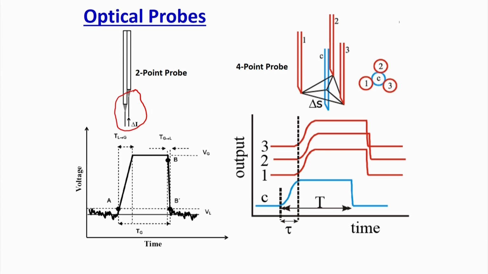Now, the optical fiber probe is also of different types. The most famous optical fiber probes are the 2-point probe and the 4-point probe. In the 2-point probe, as the name suggests, there are two probes. You can see here probe number 1 and probe number 2. The probe is dipped inside the column in which you want to do the measurement, and its direction should be opposite and perpendicular to the direction of the flow.